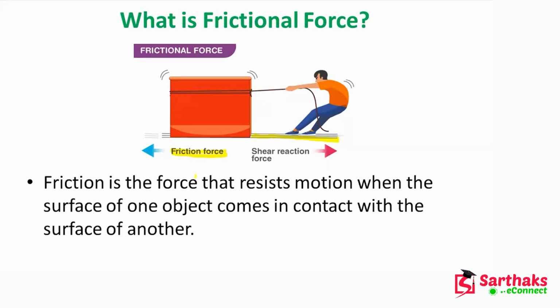So this is the surface of the block. If one surface of the block is on the surface of the floor, then there will be some frictional force. This frictional force always resists the motion. And if you want to move this, you have to apply a force that is greater than the frictional force. Until then, the object will not move.